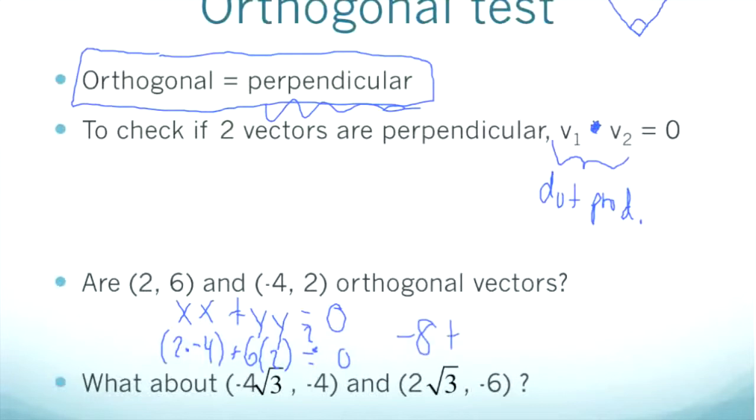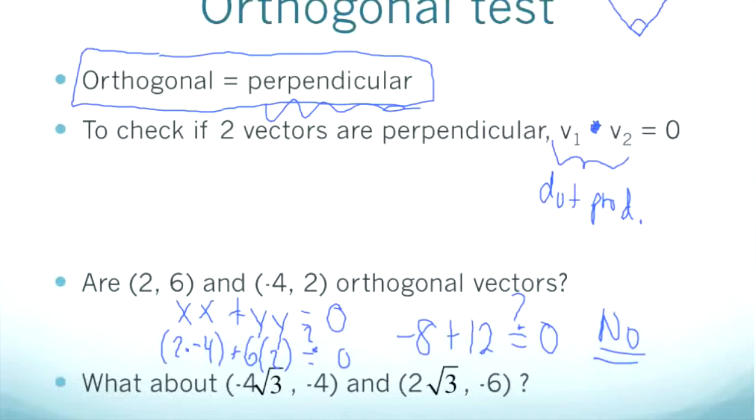So 2 times -4 is -8. Is -8 plus 12, does that equal 0? What do you guys think? No way, right? It's a 4. So if we say no, are these orthogonal vectors? No, they're not, because they didn't equal 0 when I did the dot product. Everybody okay with how to check that? Let's get a little more complicated.